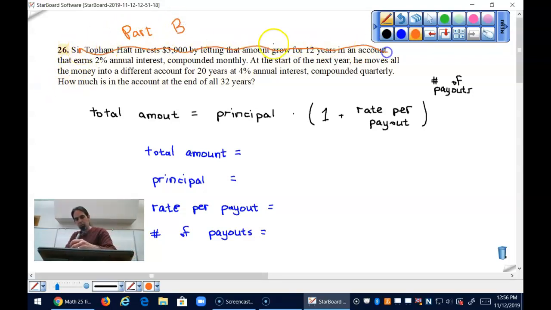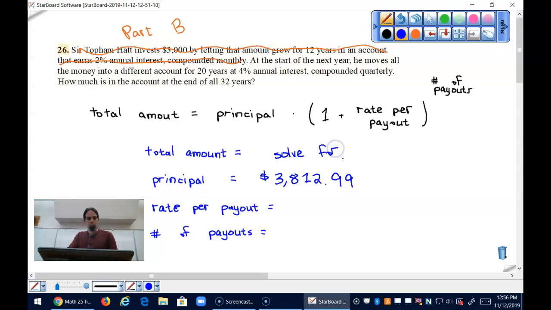So we can get rid of the part A thing. So at the start of the next year, he moves all the money. So the amount we're starting with is the $3,812.99. And he moves that to a different account for 20 years and 4%. Everyone okay with that?